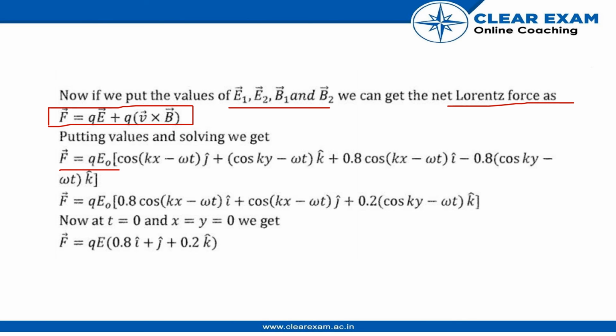[cos(kx minus omega t) j plus cos(ky minus omega t) k plus 0.8 cos(kx minus omega t) i minus 0.8 cos(ky minus omega t) k]. Now, at t is equal to 0 and x is equal to y is equal to 0, we get this.